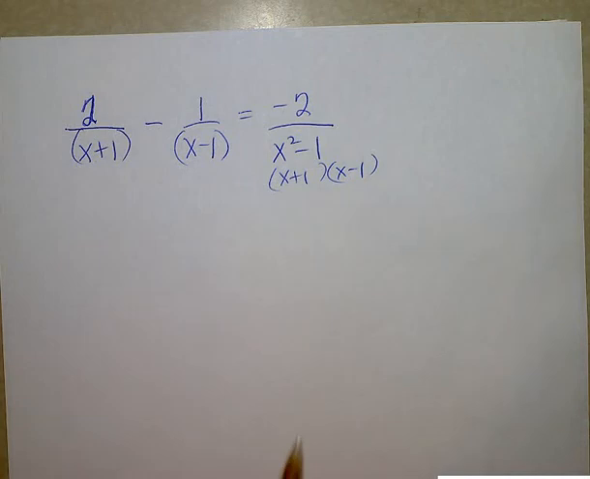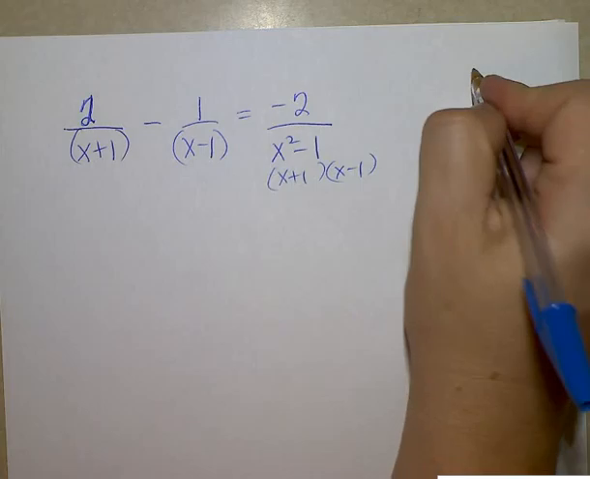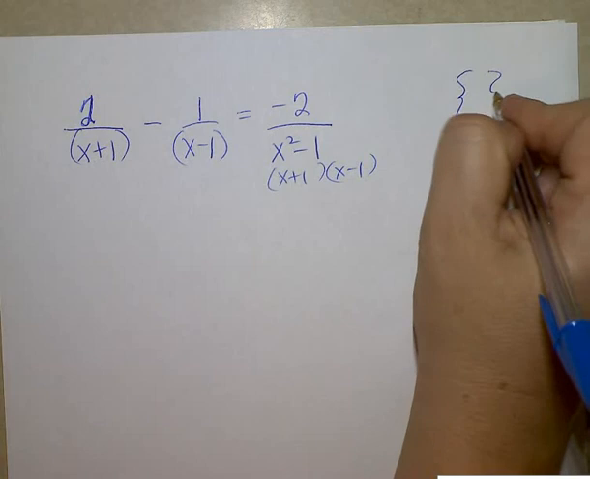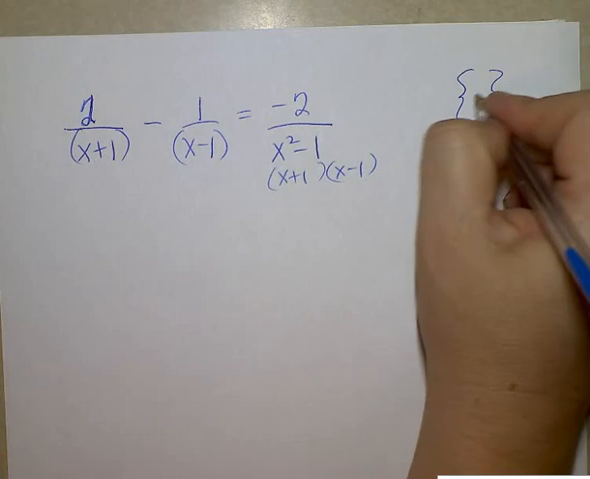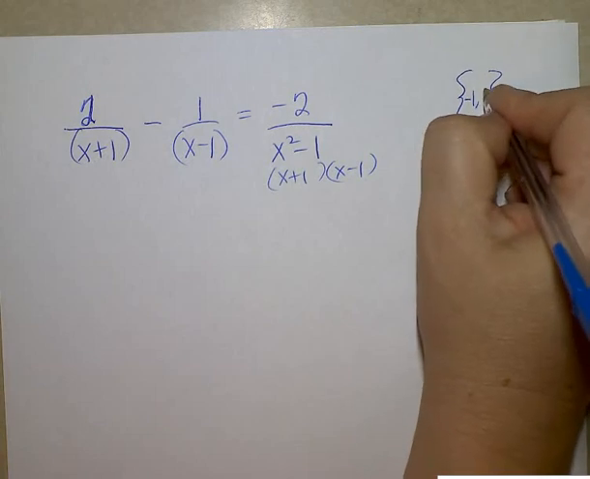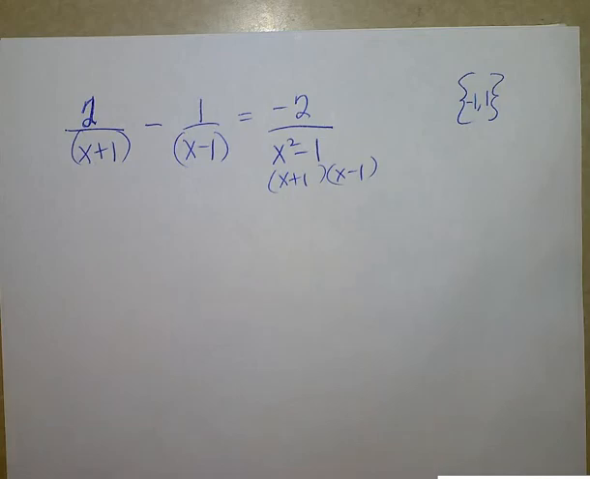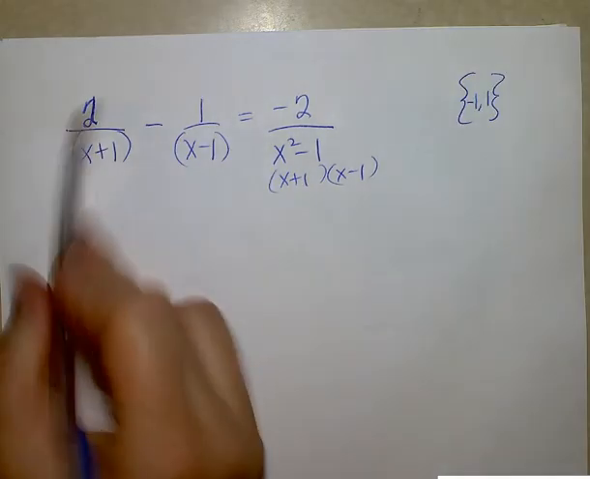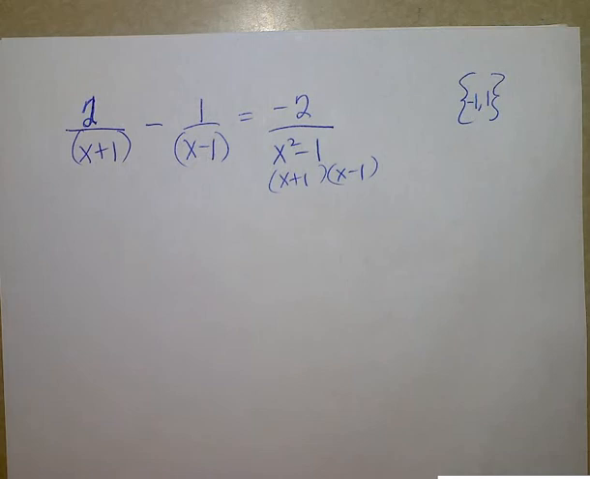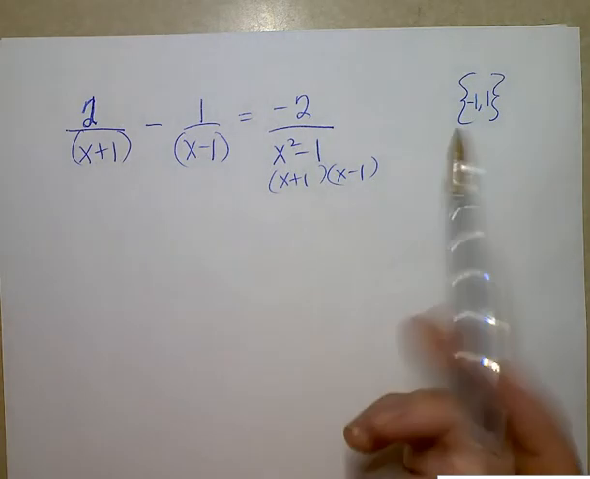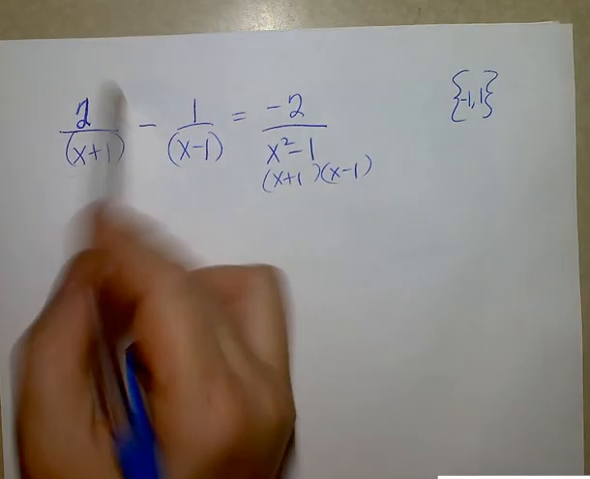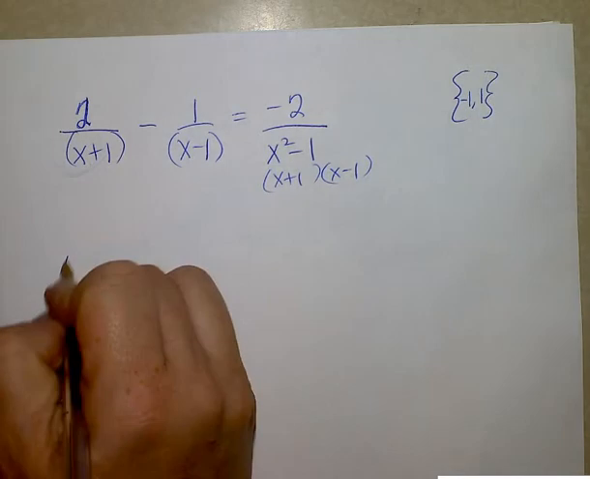Okay, so let's go off to the side really quickly. What solutions have to be excluded? Negative 1 and positive 1. What is this term missing? If we want a common denominator of x minus 1 and x plus 1, well, this is missing an x minus 1. Okay, so I'm going to put 2 times x minus 1.